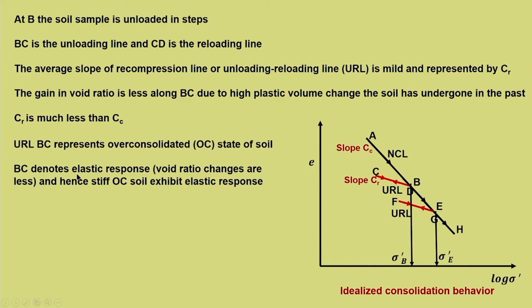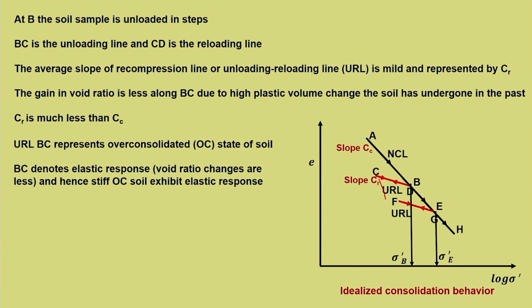So, it exhibits a kind of elastic response. So, void ratio changes are less. So, if you load along CB, the change in void ratio is not going to step down steeply like this. So, if you start loading from C, it will not take this route, it will still go along CB.